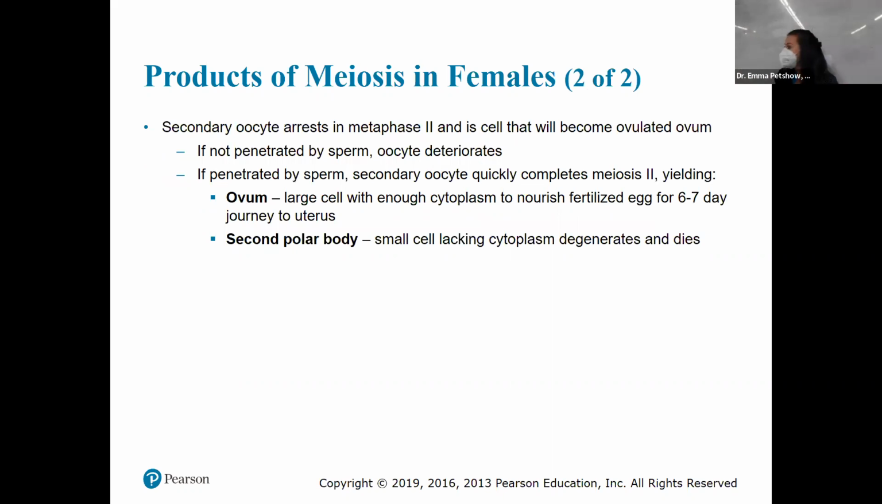Your secondary oocyte then stops in metaphase 2. And that cell is what will become your ovulated ovum. If not penetrated by sperm, the oocyte deteriorates. If penetrated by sperm, it will quickly complete meiosis 2, giving us an ovum and a second polar body. The ovum, again, is a large cell with tons of cytoplasm, enough to nourish a fertilized egg for about 6 to 7 days as it journeys down to the uterus to implant. And then the second polar body is, again, a tiny cell, no cytoplasm, it's going to die off.